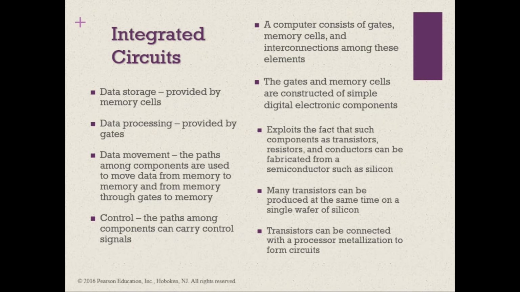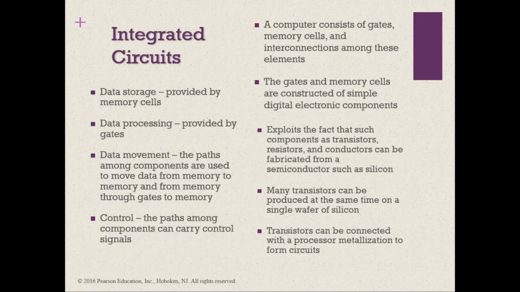The paths among components can carry control signals. For example, a gate will have one or two data inputs plus a control signal input that activates the gate. When the control signal is on, the gate performs its function on the data inputs and produces a data output. Similarly, the memory cell will store the bit that is on its input lead when the write control signal is on and will place the bit that is in the cell on its output lead when the read control signal is on. Thus, a computer consists of gates, memory cells, and interconnections among these elements.